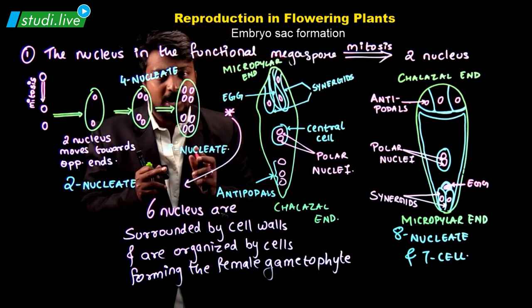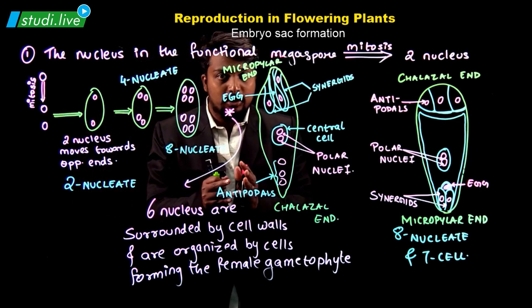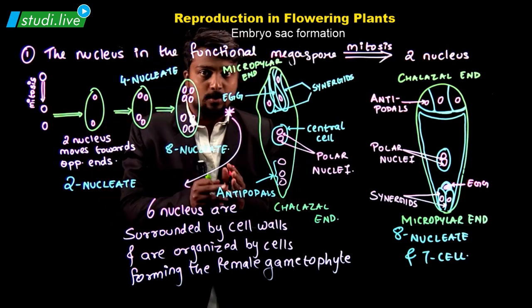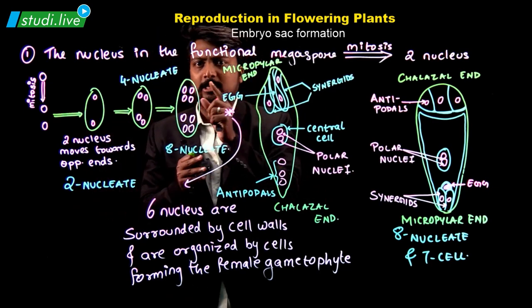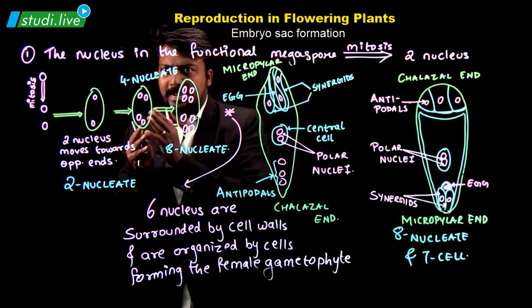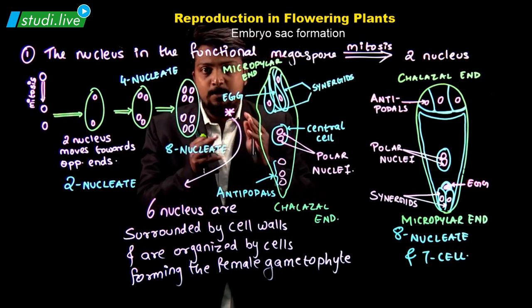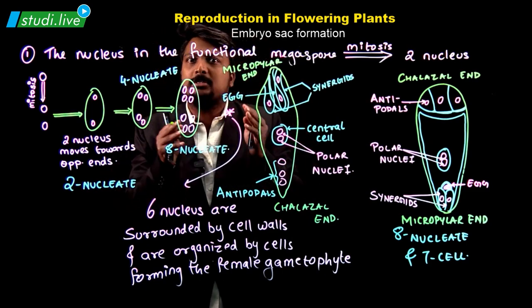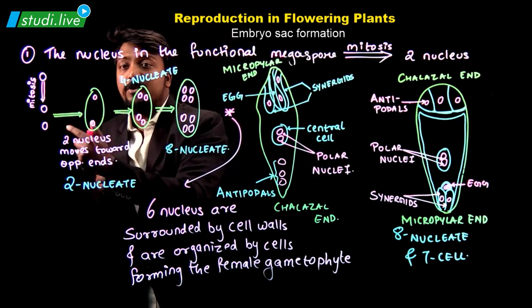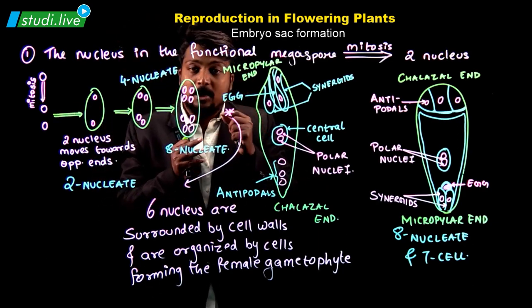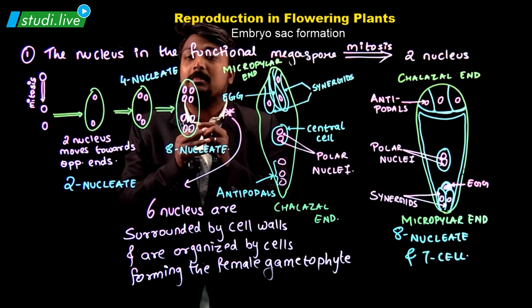So my kids, now we know how the pollen grains are formed. Now we know how the embryo sacs are formed. Now we will learn what is pollination, how the pollen grains actually reach here. And once they reach here, how those gametes get fertilized, and then what happens with the fertilized gamete, that is the zygote. We need to learn all these topics.